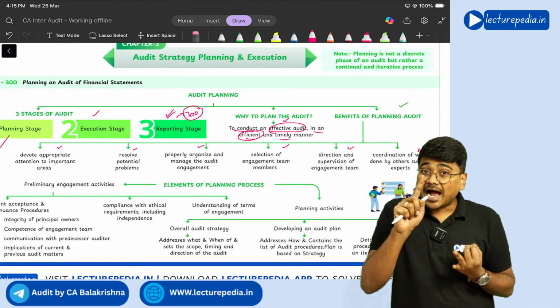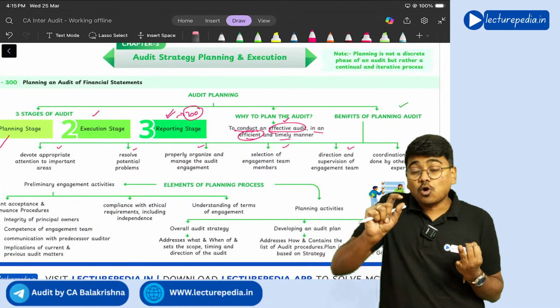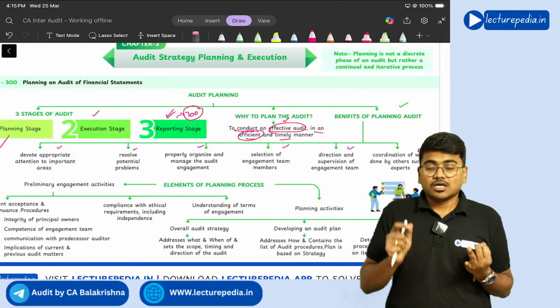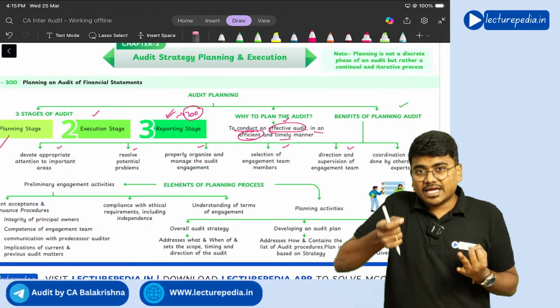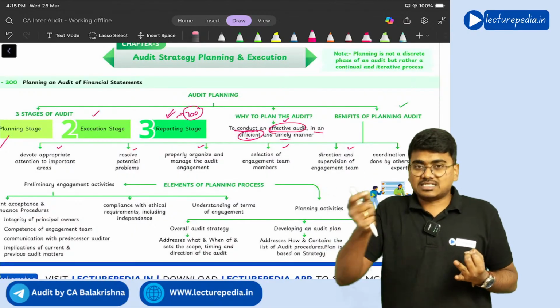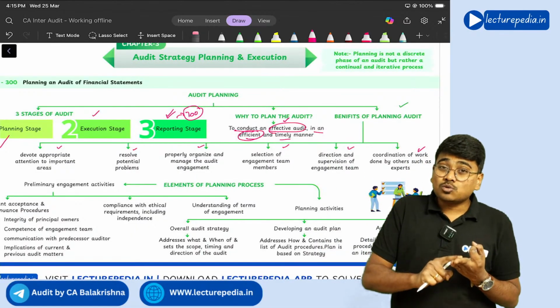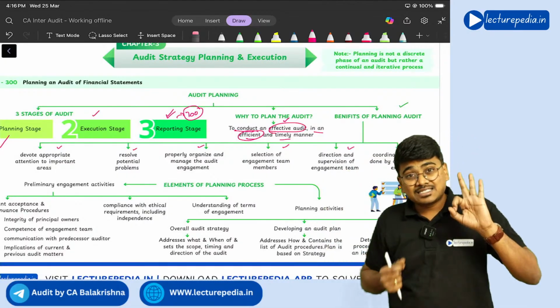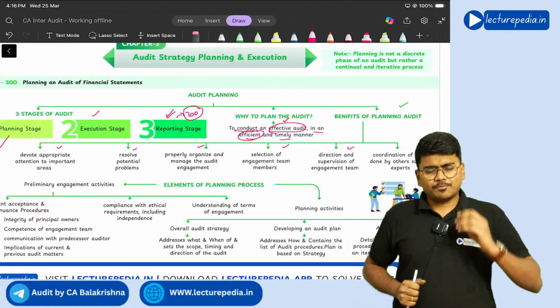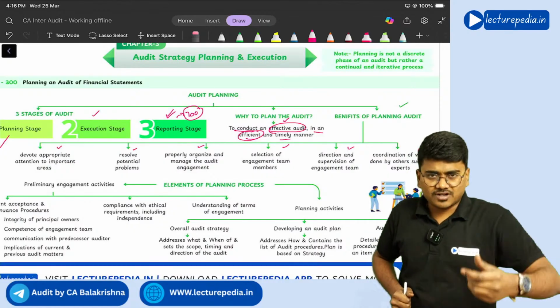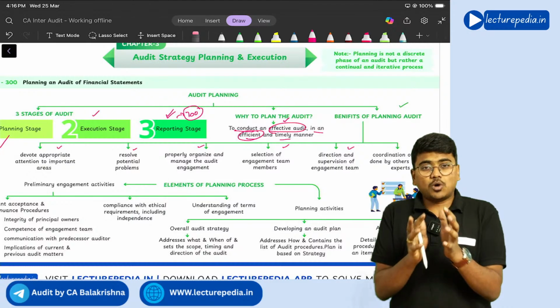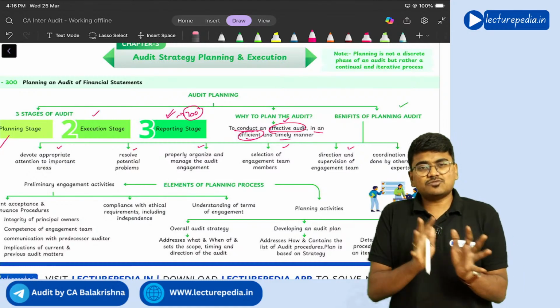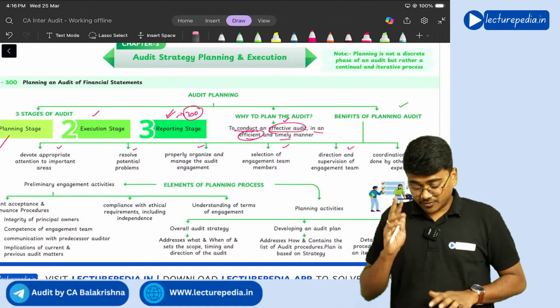There are also advantages related to audit strategy. Okay, what are the advantages that you get because of audit strategy? And there are also advantages related to audit program. So these three advantages you should not confuse. While I discuss further in this chapter, I will explain how to remember these three advantages without forgetting, okay, without confusing.